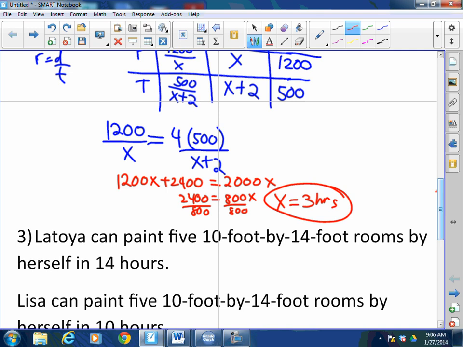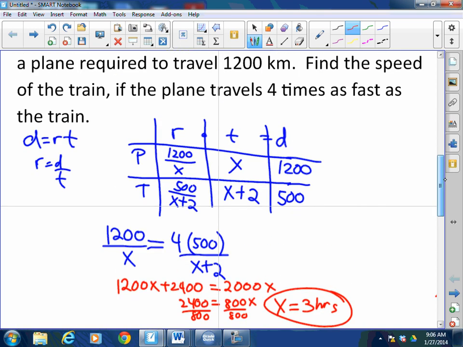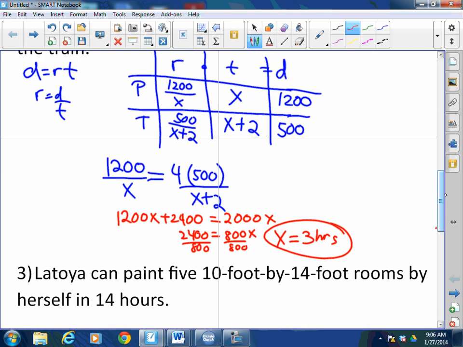They were asking, find the speed of the train. So the speed of the train, okay? Remember that, guys, the speed of the train. So if x is 3, what is the speed of the train? 500 divided by 5, which is 100 kilometers per hour.